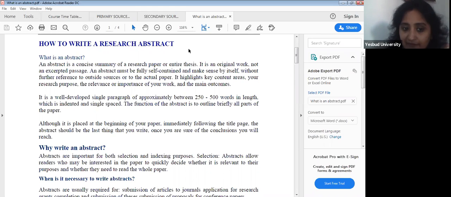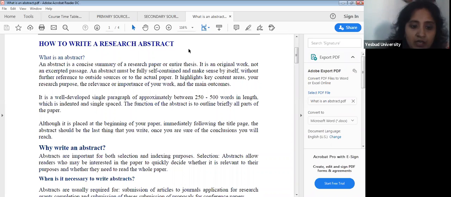So it is a well-developed single paragraph of approximately 250 to 500 words. It should not be more than 500 words, but it should be 250 to 500 words in length, and it is indented and single spaced. The function of the abstract is to outline briefly all parts of the paper. All parts of the paper are covered so that the person gets a brief account of your research work.